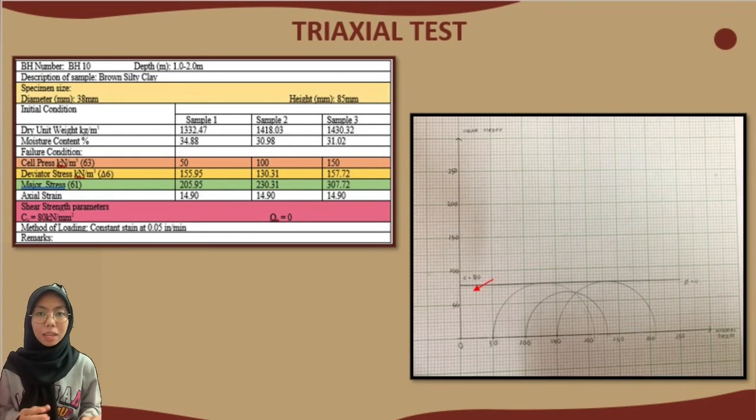Okey, dalam hal ini, bagi mendapatkan nilai major stress, kita boleh menggunakan formula cell pressure ditambahkan dengan deviated stress untuk mendapatkan nilai major stress. Oleh itu, setelah mendapat nilai ini, barulah kita boleh memplotkan graf. Setelah diplotkan graf, kami mendapati nilai cohesion kami sebanyak 80.